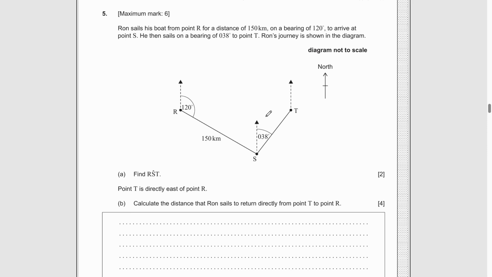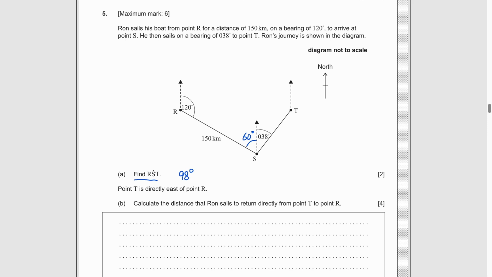Question 5. We have a diagram with bearings, and we want to find angle RST. By considering that all the north lines are parallel, we can see that this angle is 60 degrees. Therefore, angle RST is 98 degrees.